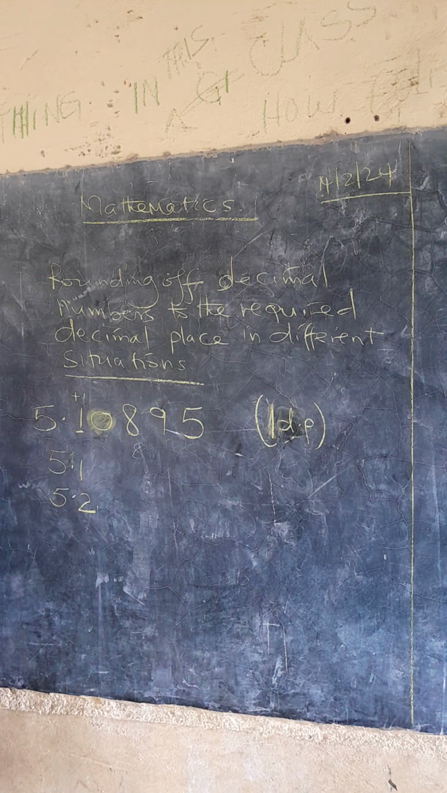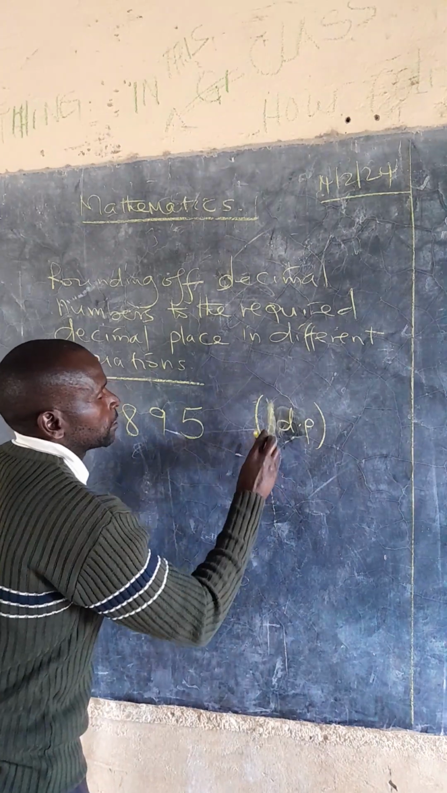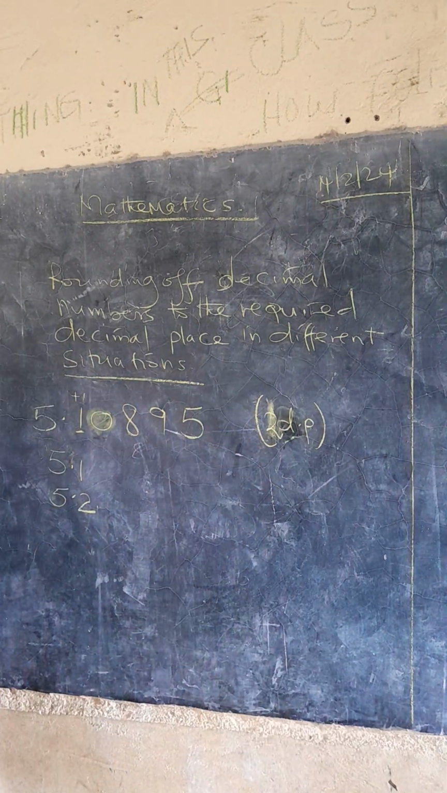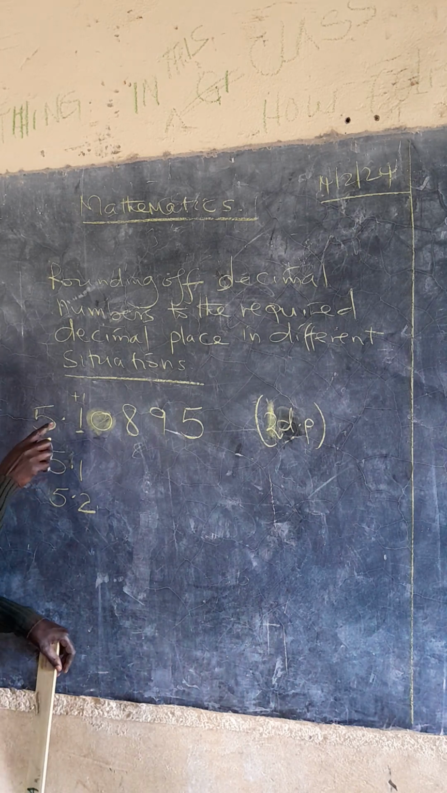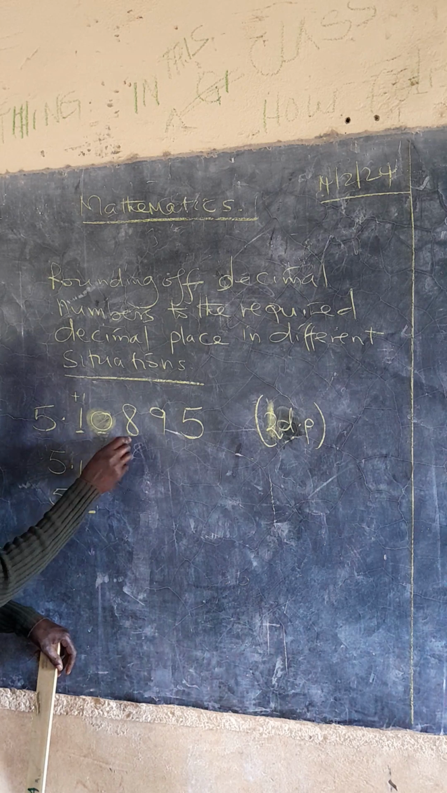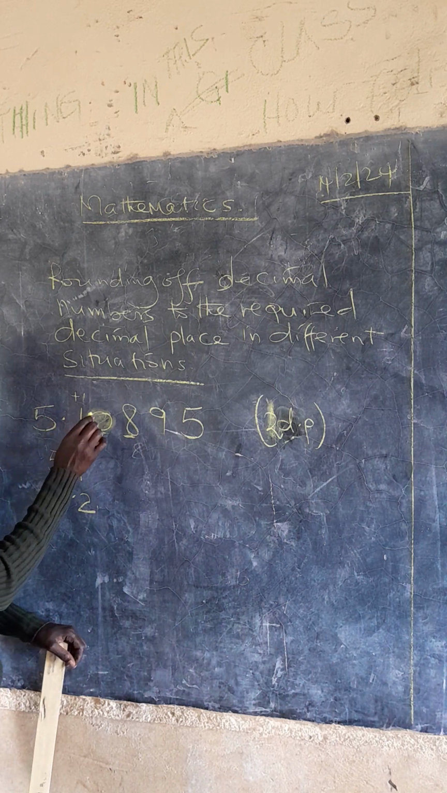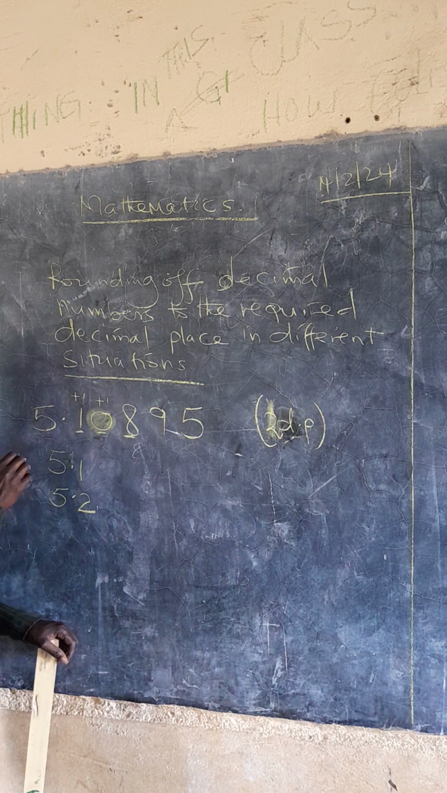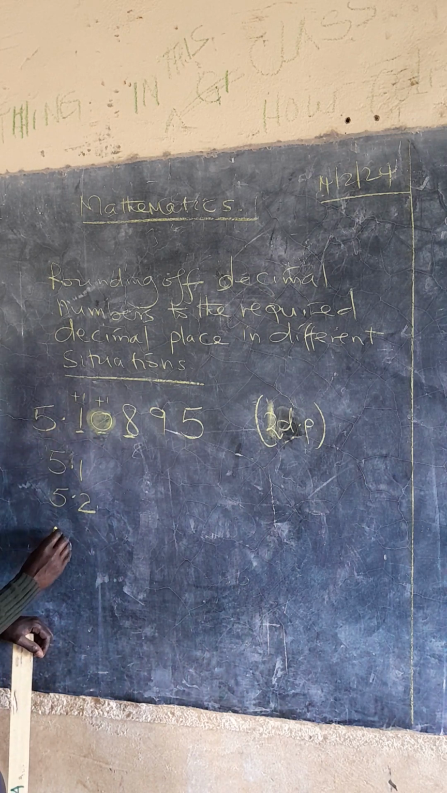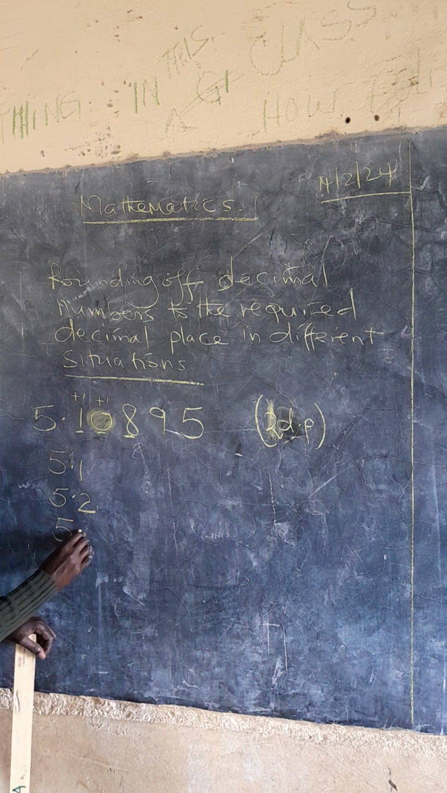If it is 2 decimal places, you are rounding up to 2 decimal places. Where is my 2 decimal place? 1, 2. So I stand here. I look at the number. Is this number more than 5? More than 5. So what do we do? We add 1. If I add 1, what would my answer be? 5.11.